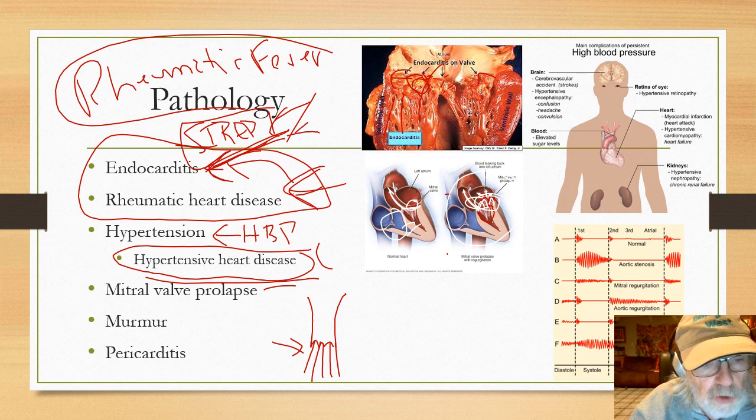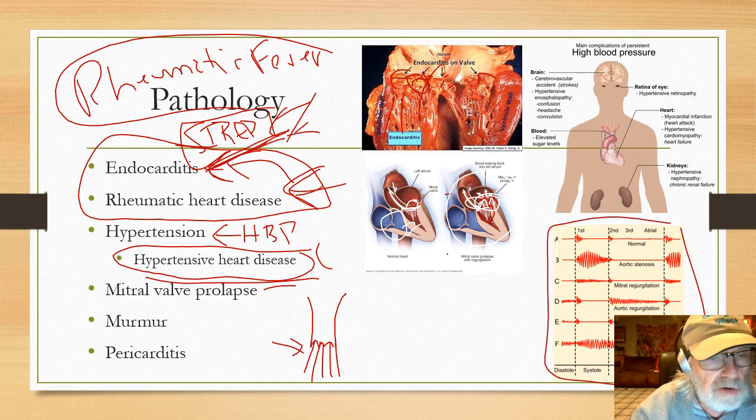But these are just those abnormal sounds that people would hear, or that the physician or the medical practitioner would hear when they listen to the chest. This little chart down in here shows how some of these murmurs sound if we were looking at them as a sound wave. Those are called murmurs.